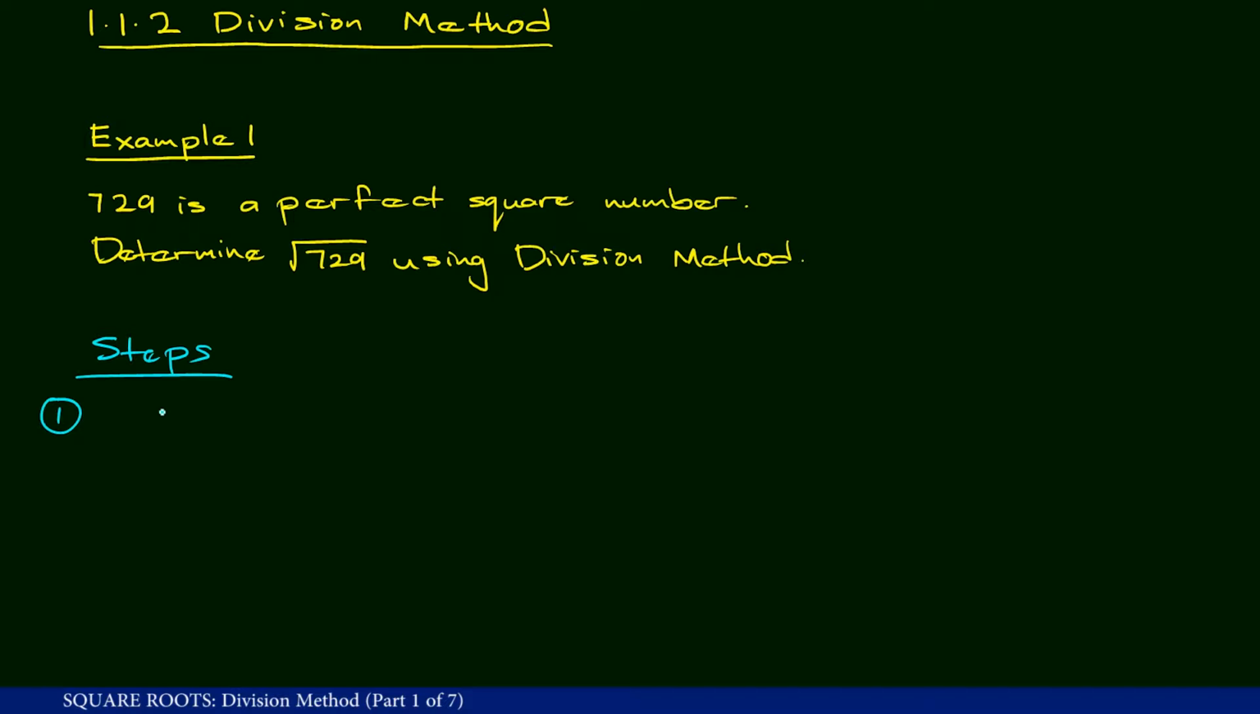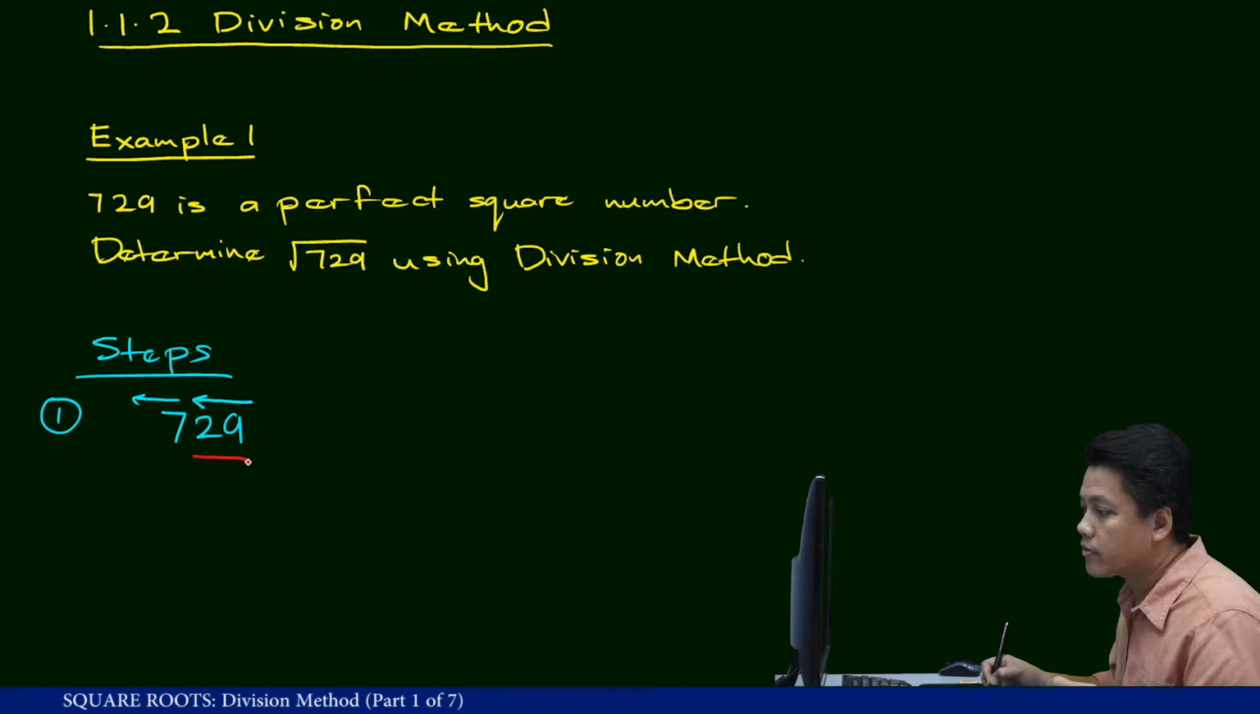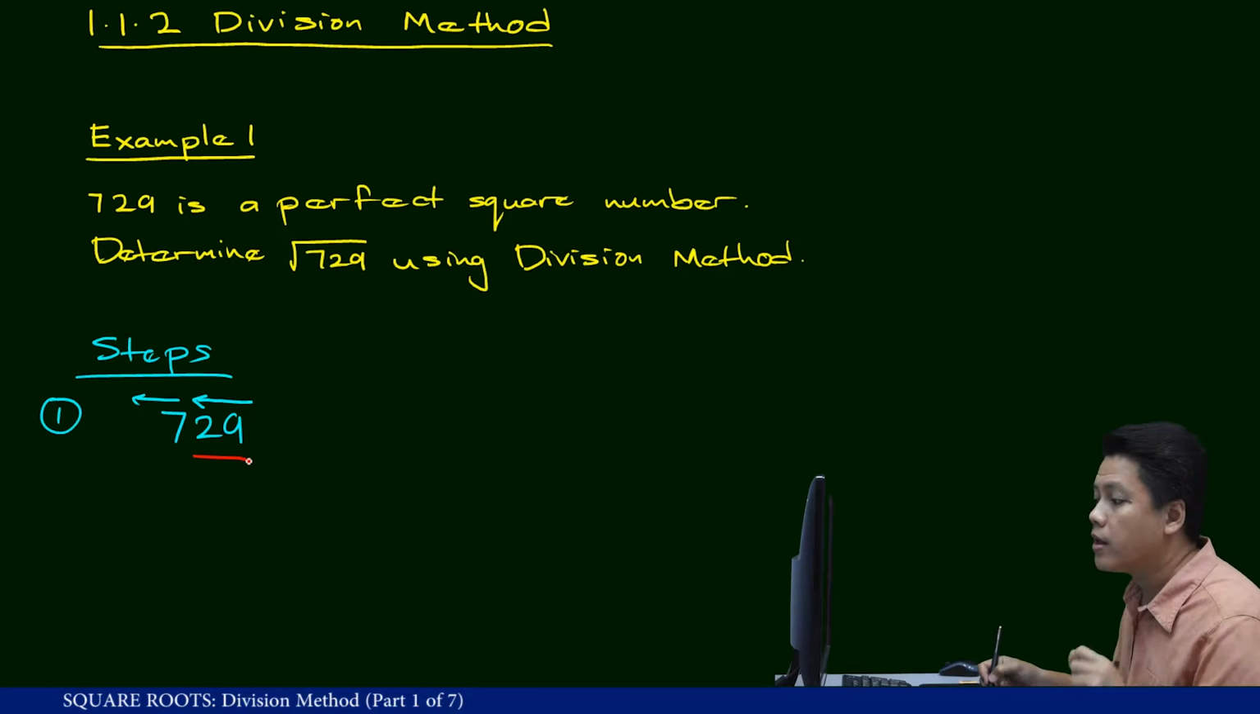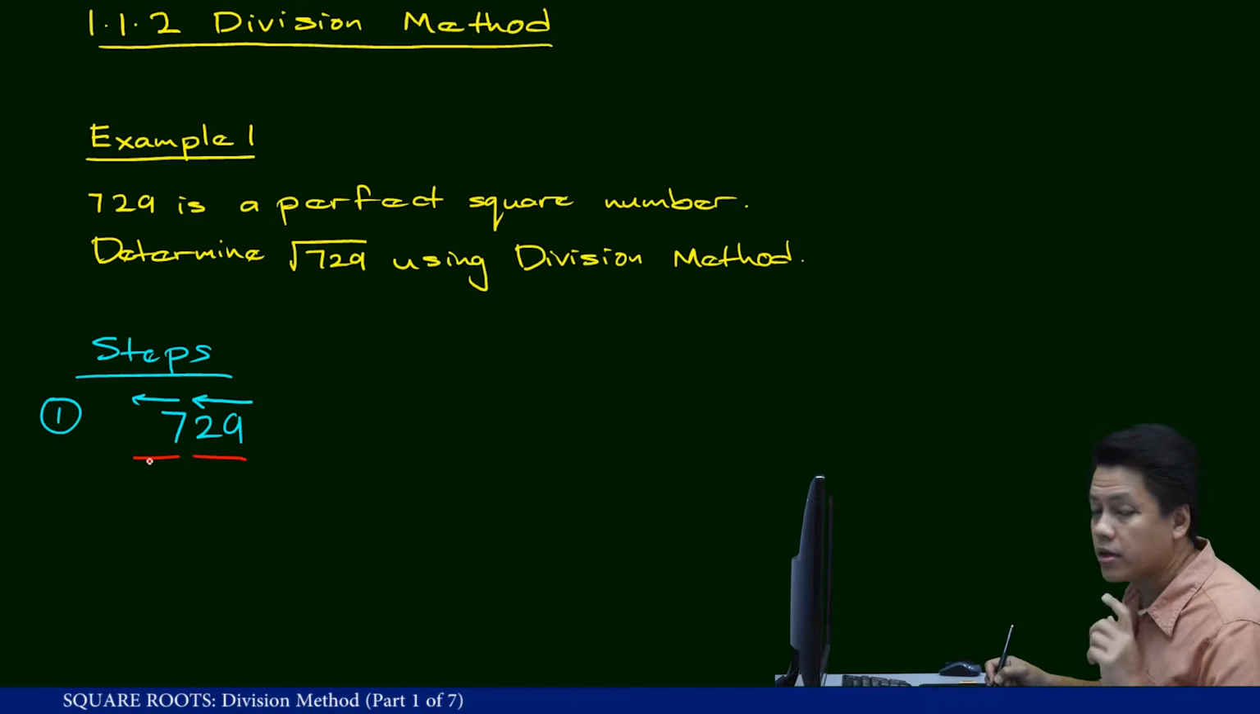For example, this number is 729, so we divide it into pairs from the right, starting from 29 and then 7. So we have 2 digits on the right, so 29 makes up one pair. But on the leftmost, we have only 1 digit, so that is going to be a lone digit. Okay, that is the first step.